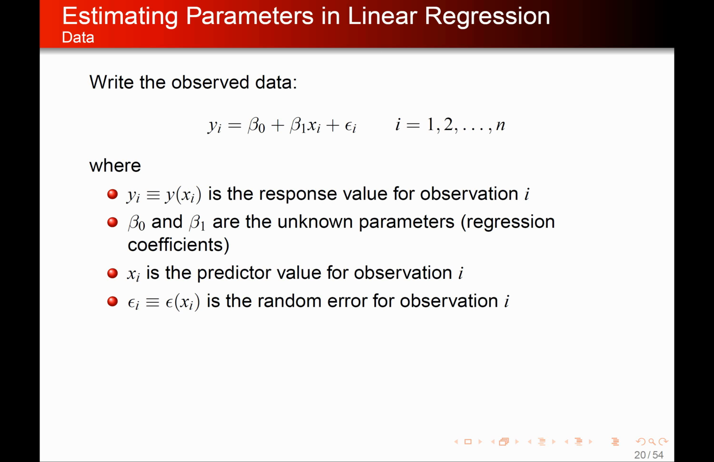Okay, so write the observed data: yi equals beta 0 plus beta 1 xi plus epsilon i. Here y is the response value of observation i. Beta 0 and beta 1 are unknown parameters, x is the predictor value for observation i, and epsilon is the random error for observation i.